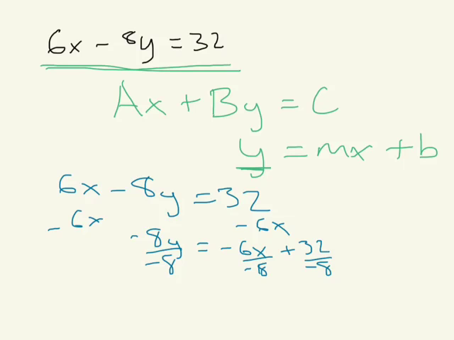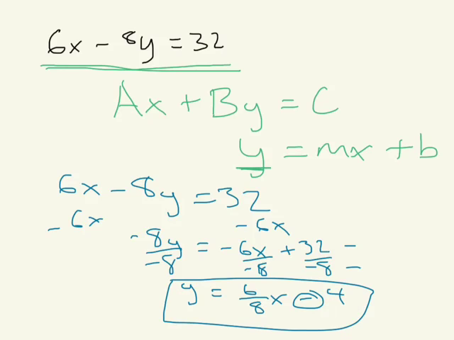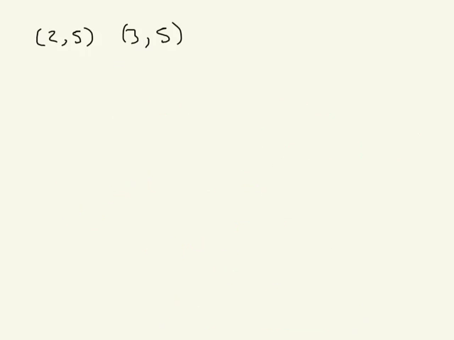And finally, I get y is equal to negative 6/8 x plus 4. Remember, positive divided by a negative is going to give you a negative. So our answer is y equals negative 6/8 x plus 4. I saw some people reduced 6/8 to 3/4, and that's totally fine. So that is our first exit ticket question.